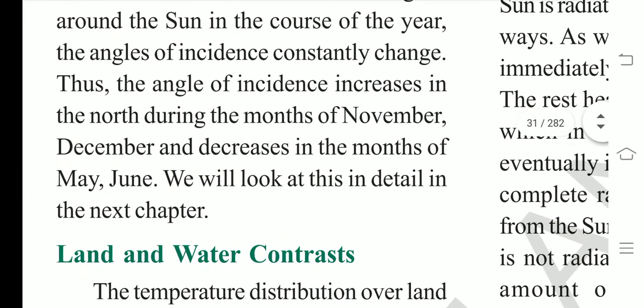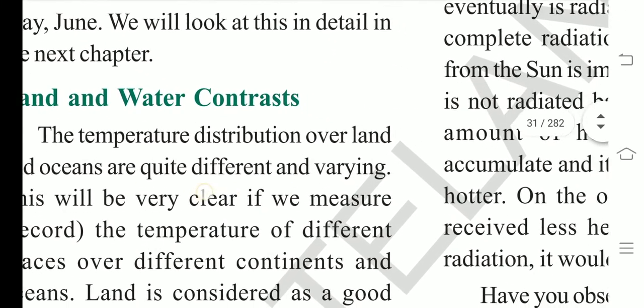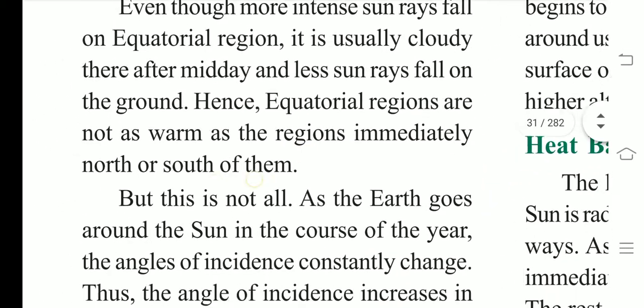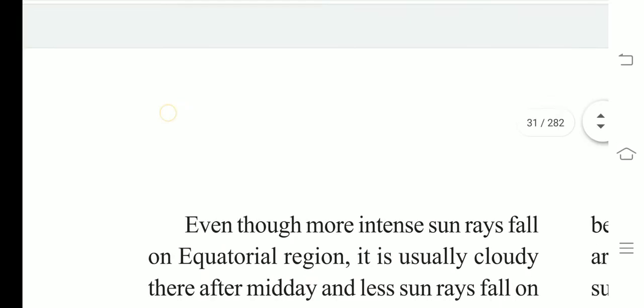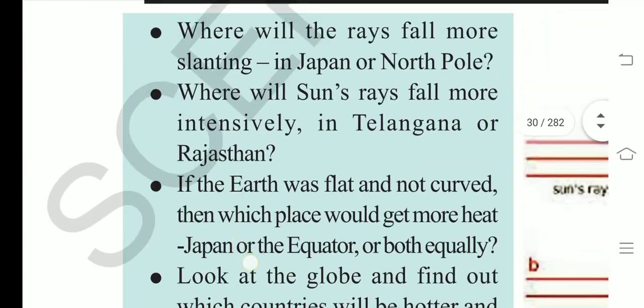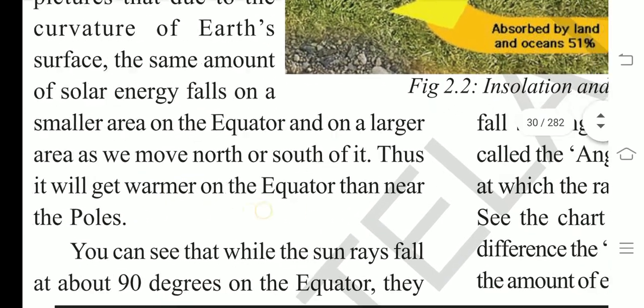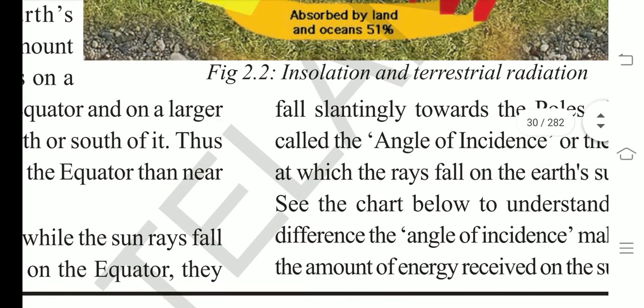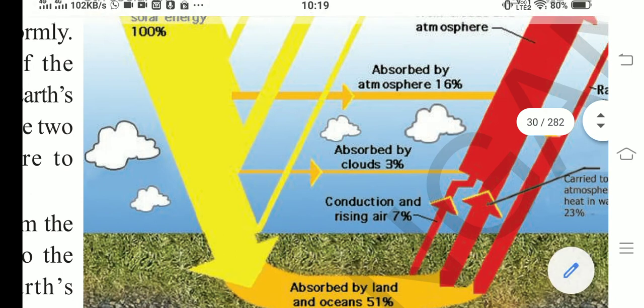We have seen land and water concentration, then heat balance. We have seen how the earth maintains heat balance. Angle of incidence, we have seen where it is. Just a minute. Here it is. Angle of incidence, we have seen, right? So this is about today's class, my dear students.